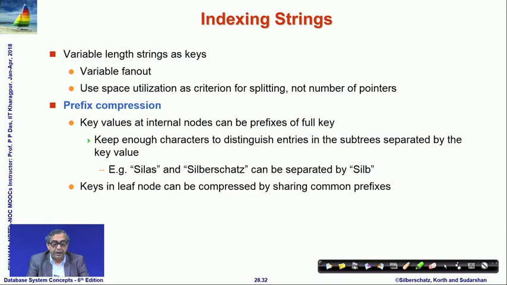So, we can just keep enough characters to distinguish entries in the subtree separated by the key values, and keys in the leaf node can be compressed by sharing common prefixes. So, that is a very common strategy.